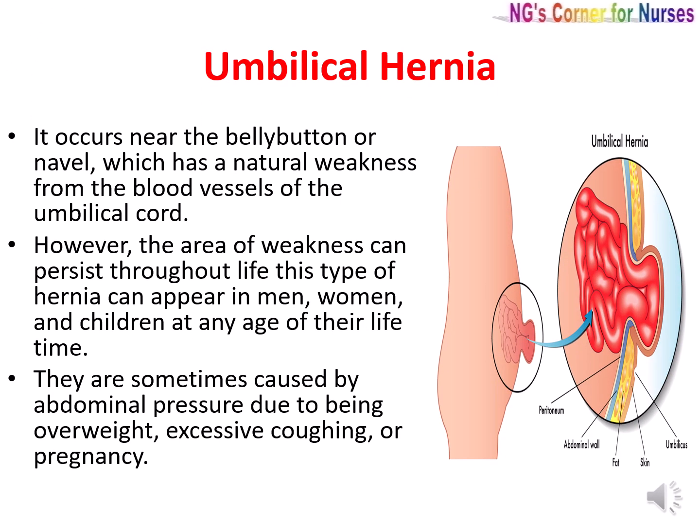Next is umbilical hernias. It occurs near the belly button or navel or umbilicus. The umbilicus is a natural weakness from the blood vessels of the umbilical cord, and this area of weakness can persist throughout life. This type of hernia can appear in men, women and children at any age of their lifetime. It can be caused by abdominal pressure due to being overweight, excessive coughing or at the time of pregnancy.